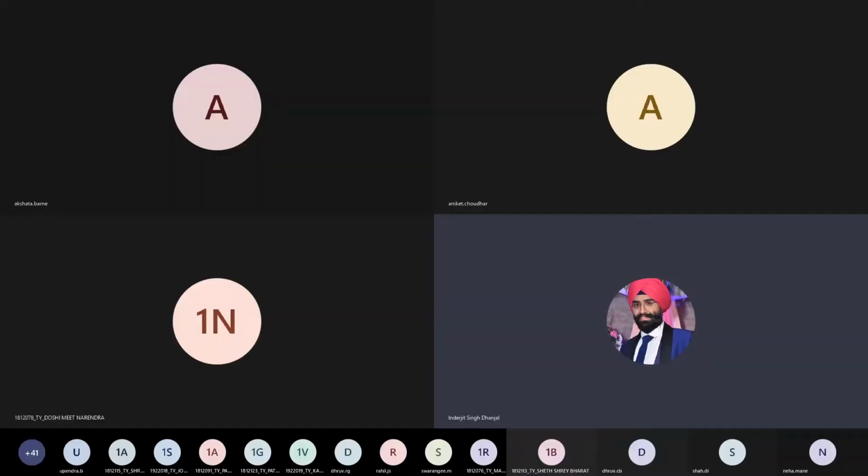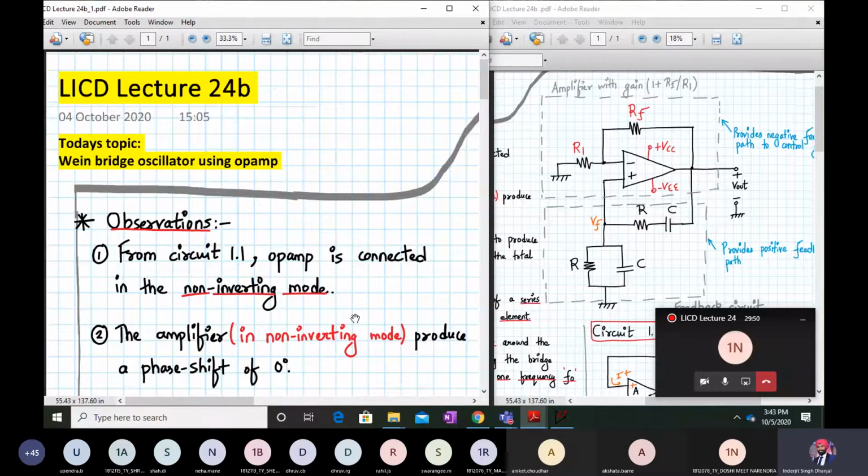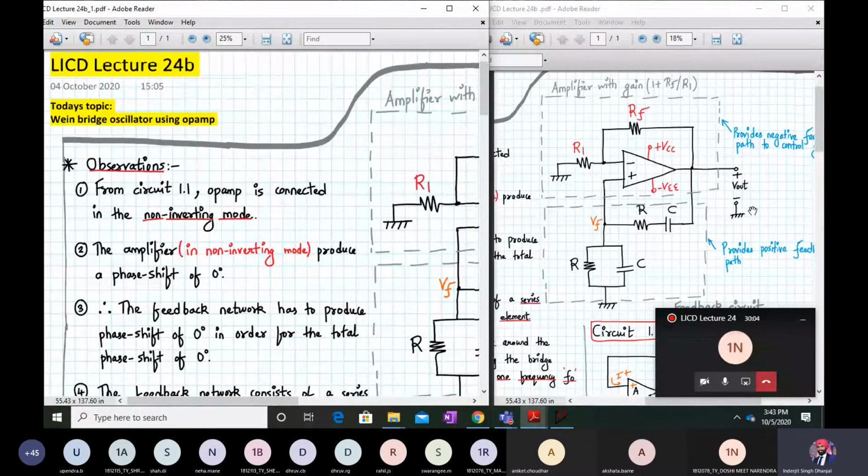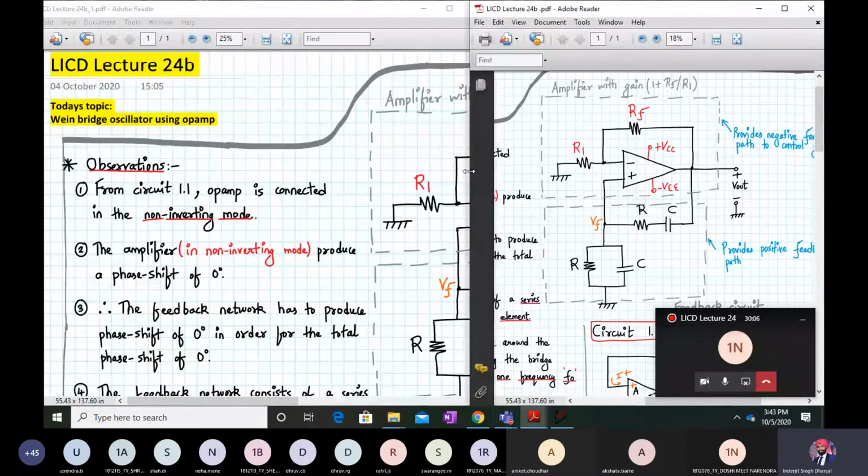We are into lecture number 24B, and today's topic is the Wien Bridge Oscillator using op-amp. In this lecture, we will explore in more detail the working and the derivation for the frequency of oscillations. Okay, now let us begin with today's topic.